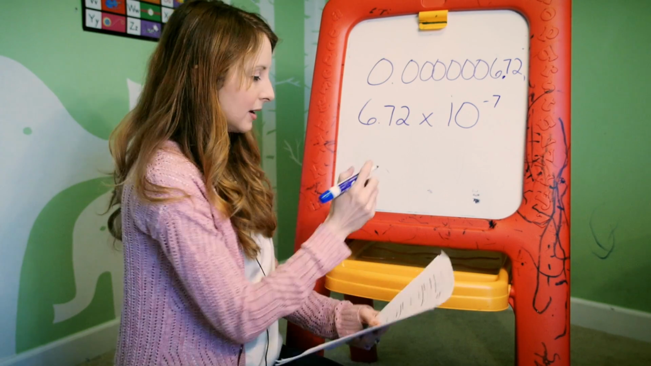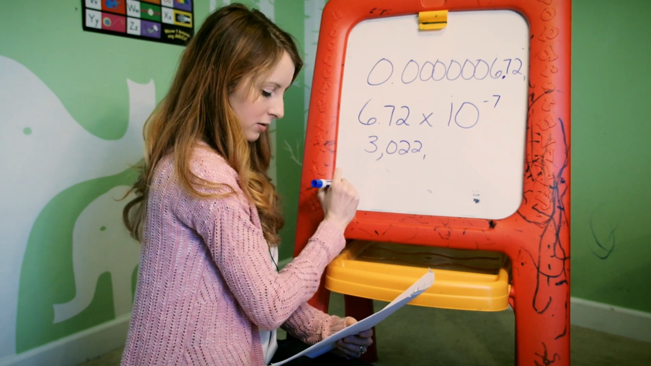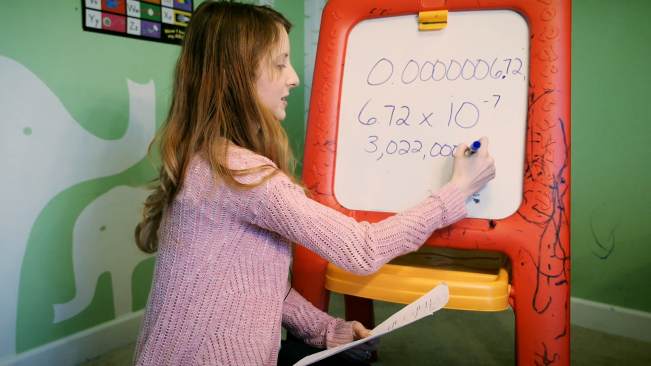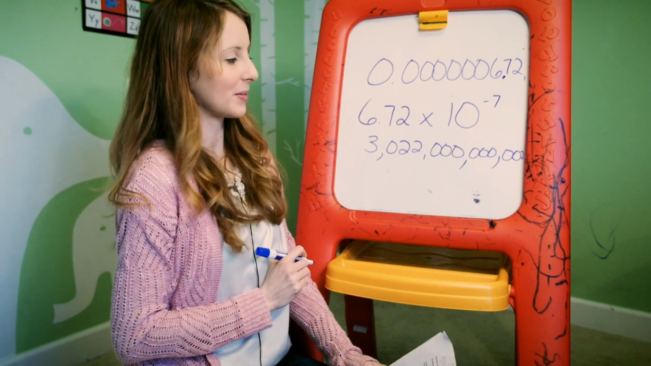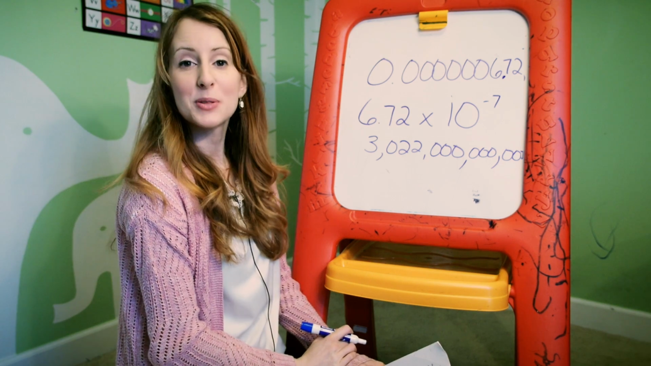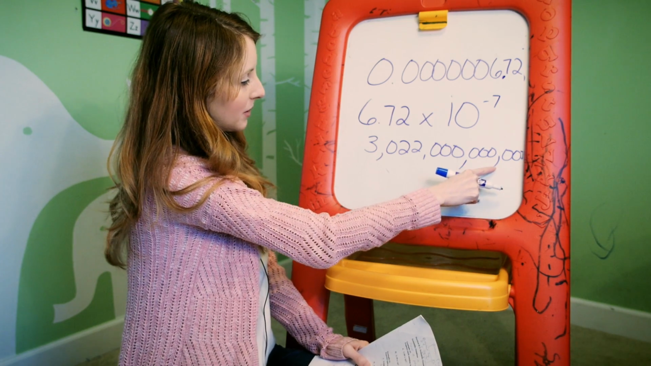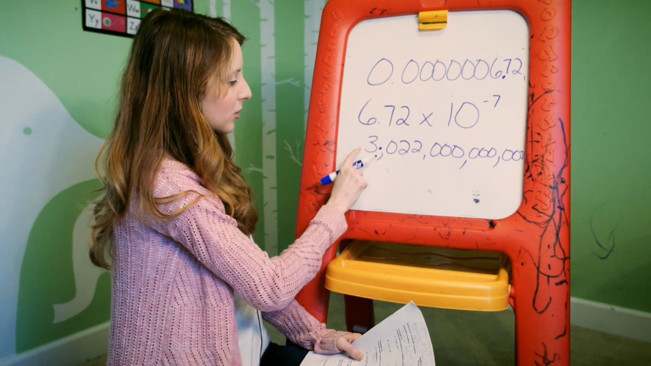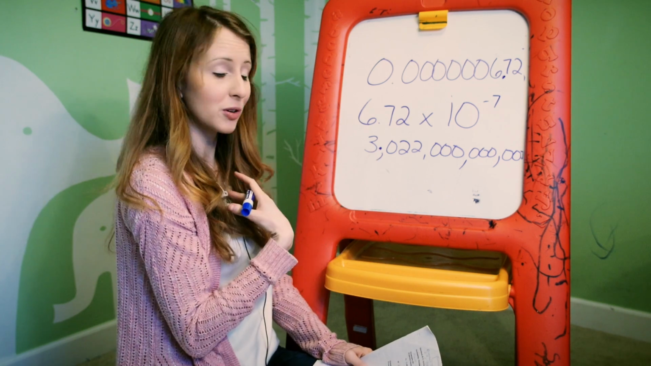Let's do another one. Here we have a number with 9 zeros. See if I can smush it in there. Oh, there we go. A little smushed 0 at the very end. All right, we want to find a number between 1 and 10. So if our decimal point is all the way here on the right, we're going to move it until we get right here. 3.022 would be the number between 1 and 10 that we could create.